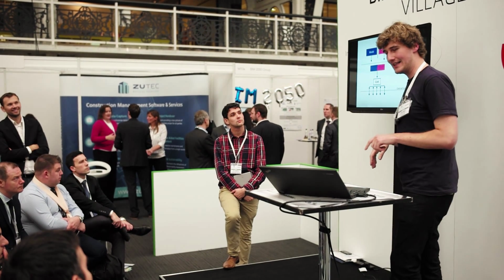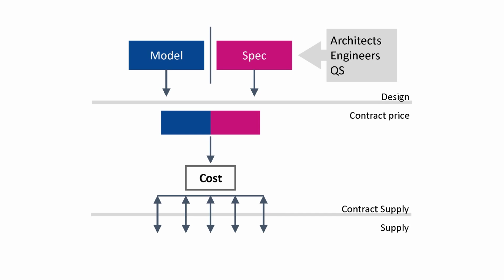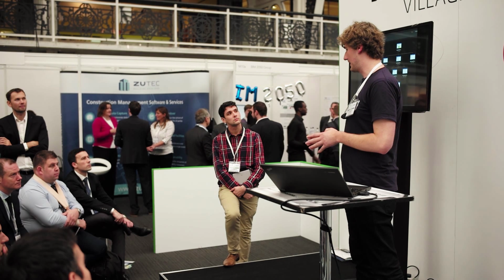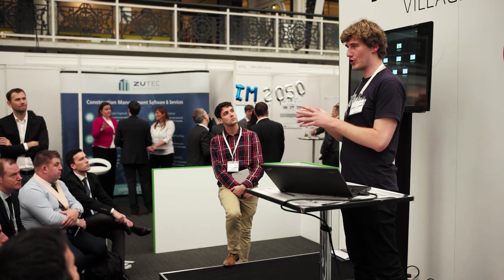Right, this is a slightly techie slide showing how it works. We have a model on one side, the 3D information, and then we have specifications which come from the architects, engineers, and QSs, and we merge them together. The information is processed, and then it's fed to the supply chain, and then we get the information back as bids.